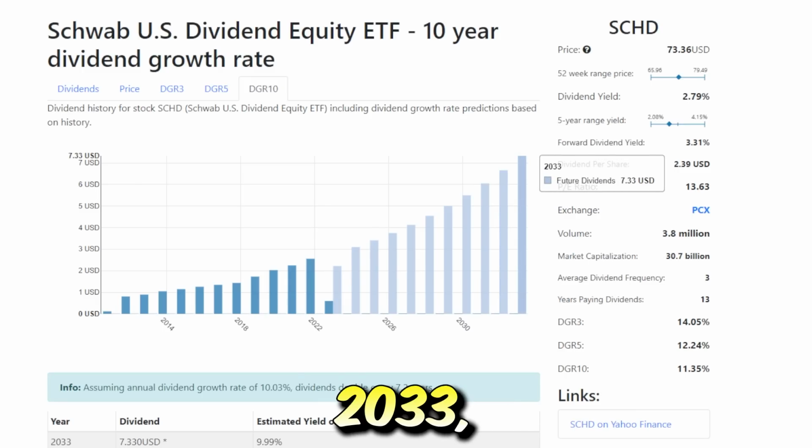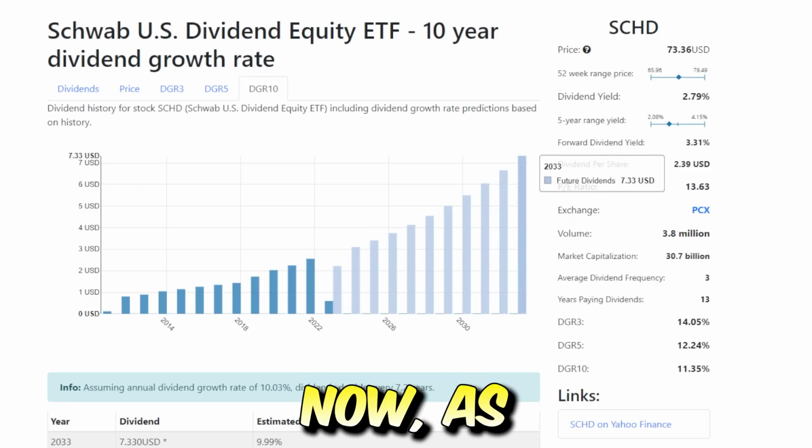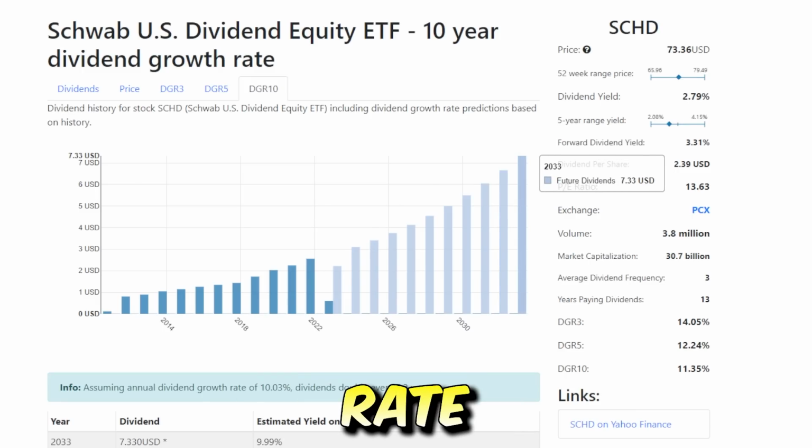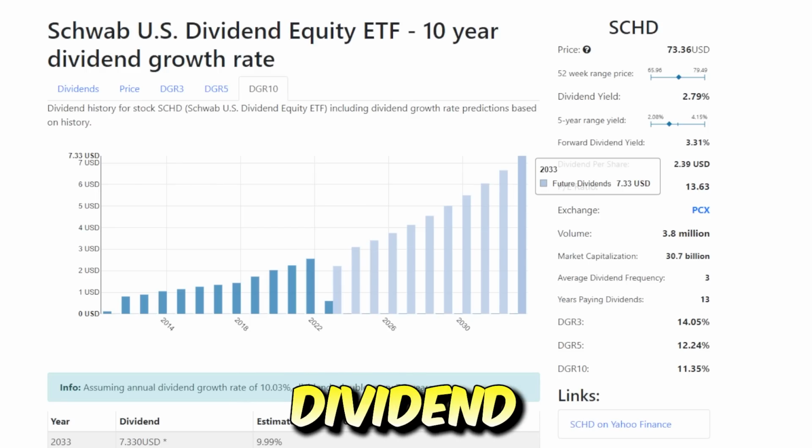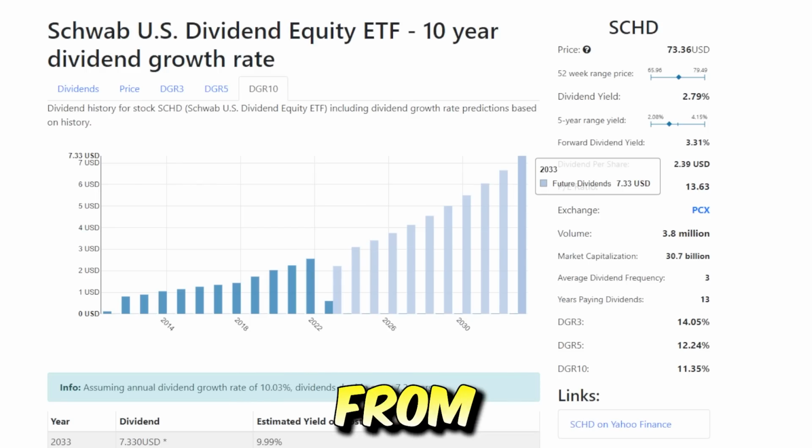And by 2033, 10 years from now, SCHD, in theory, if the dividend growth rate stayed at around 10%, which again, isn't necessarily likely or unlikely, we don't really know what's going to happen. But let's just say it was to happen this way. We could see a $7.33 dividend per share from SCHD 10 years from now.